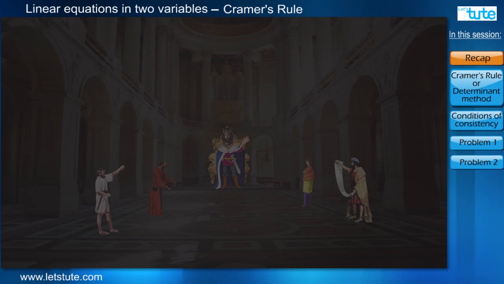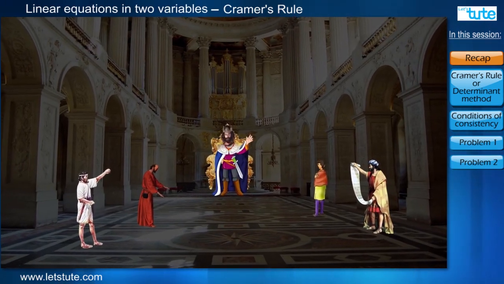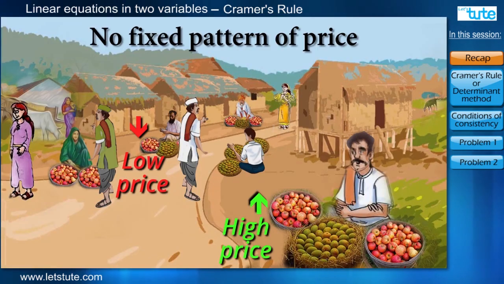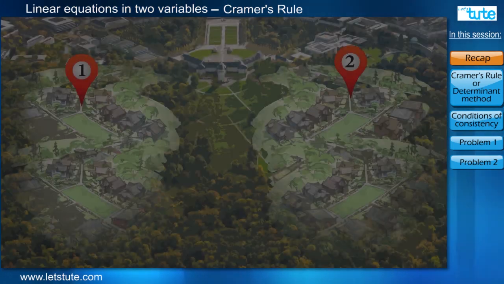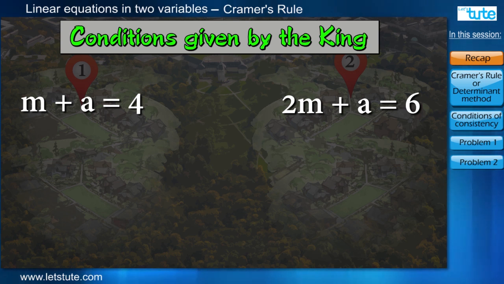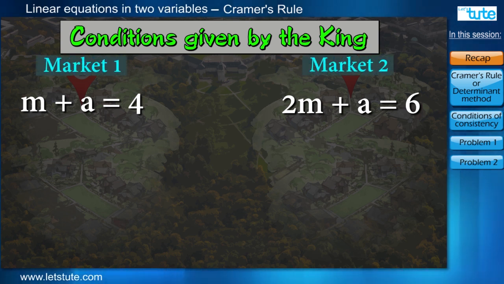If you remember, previously we had seen a situation where the king and his people were in trouble because of overproduction of fruits in their village. To solve this issue, the king had set two different conditions on the basis of linear equations for setting up two different markets.